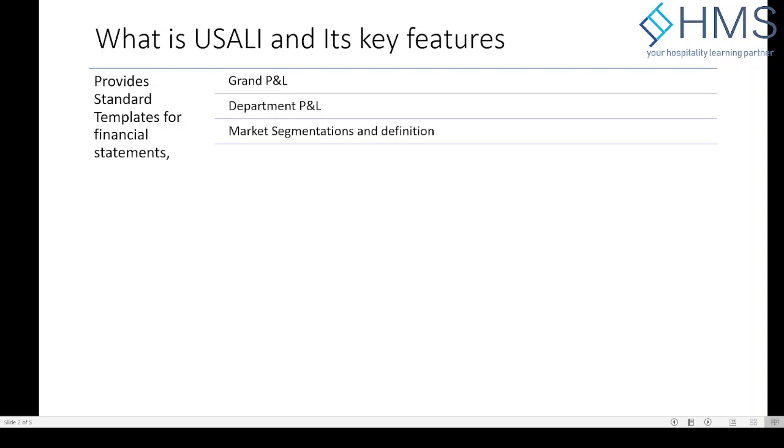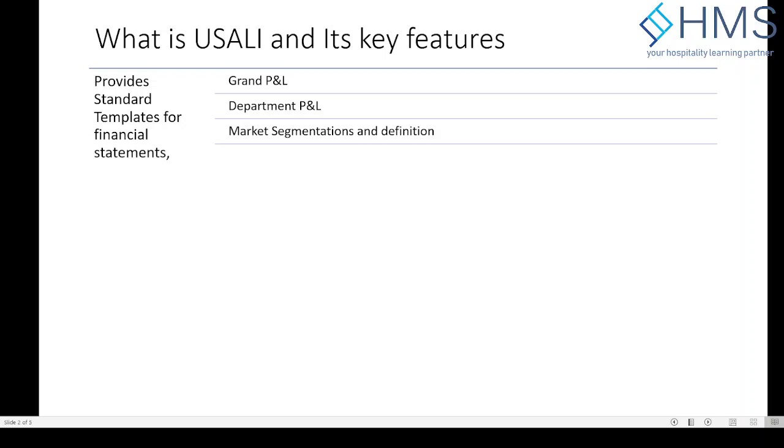Apart from the profit and loss statement, the uniform system of accounting also helps with management accounting, in the form of requiring the hotels to provide information in financial statements about the market segmentations. And what are those market segmentations?